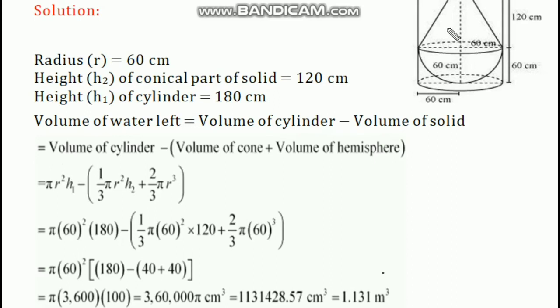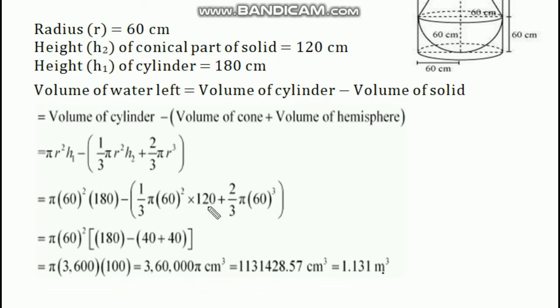The volume of that solid contains a cone and a hemisphere, so we need to find the volume of the cone and the volume of the hemisphere. The sum of the volume of cone and hemisphere is 1 by 3 pi r square h plus 2 by 3 pi r cube. After that, substitute all the values in the given formula.